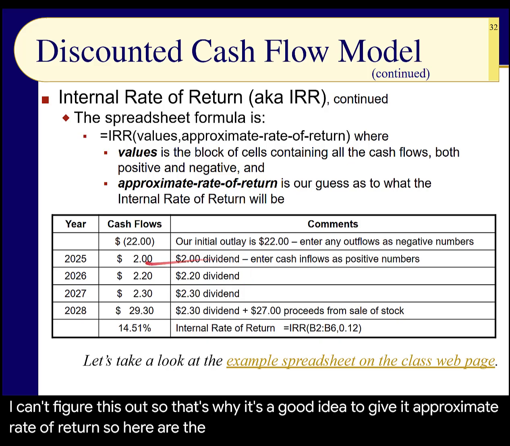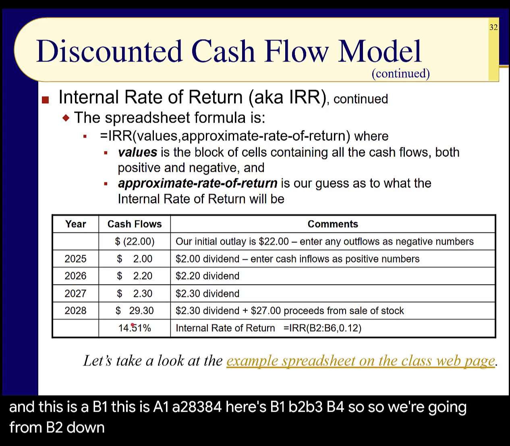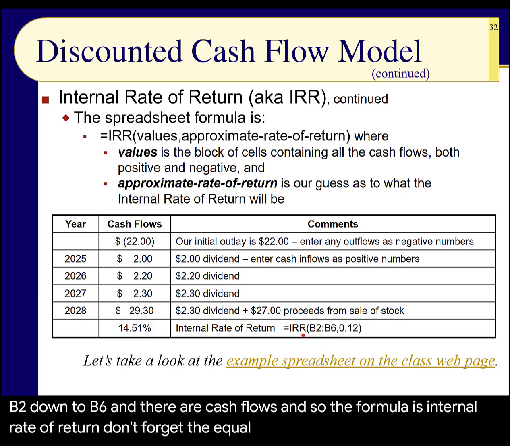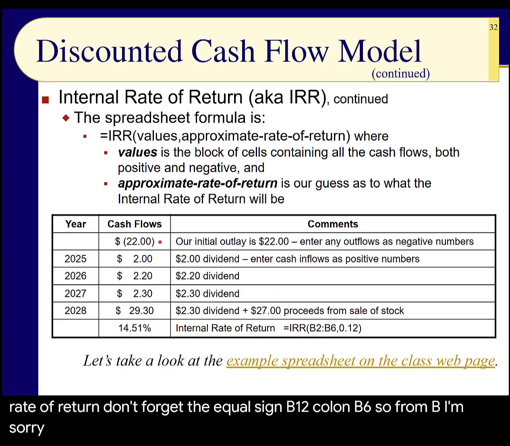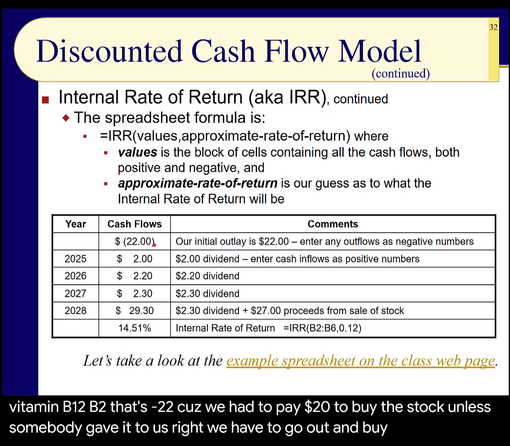So here are the cash flows. Here are the years. Here are the cash flows. And this is B1. This is A1, A2, A3, A4. Here's B1, B2, B3, B4. So we're going from B2 down to B6. And there are our cash flows. And so the formula is internal rate of return. Don't forget the equal sign. B2 colon B6. So from, did I say B12? That's vitamin B12. B2, the negative $22, because we had to pay $22 to buy the stock, unless somebody gave it to us, right? We have to go out and buy the stock for $22.